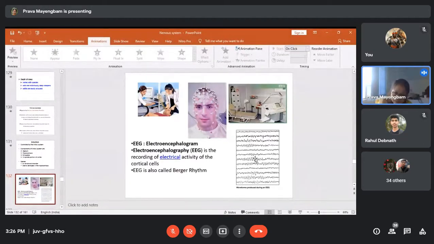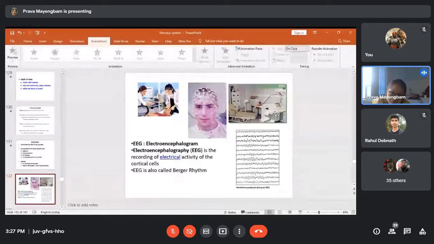I don't want to go much into details. These are the waves which are exhibited due to the electrical activity of the cortical cells. In and around the head, different electrodes are placed at different locations of the brain, and the brain waves are recorded. For that, a very clean, air-conditioned, dust-free room is required.